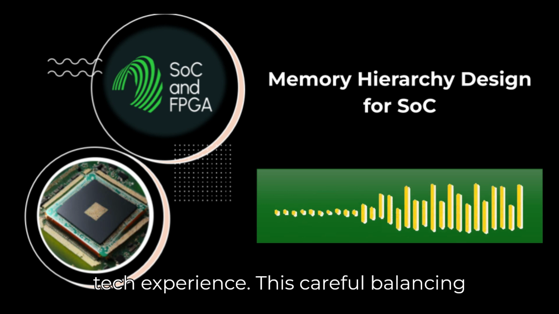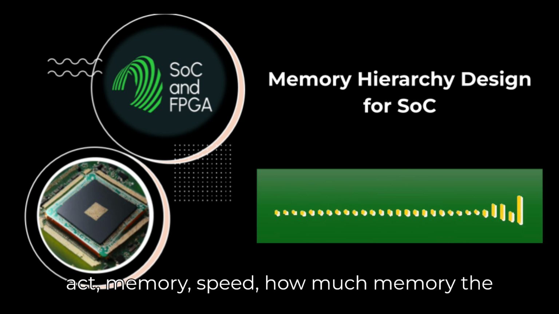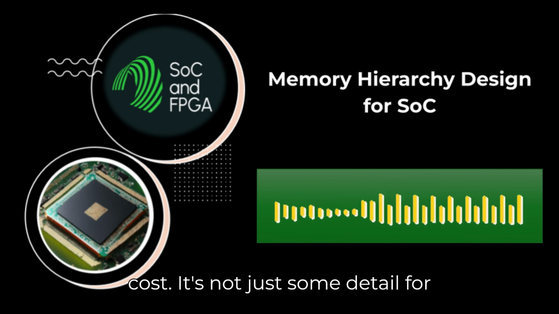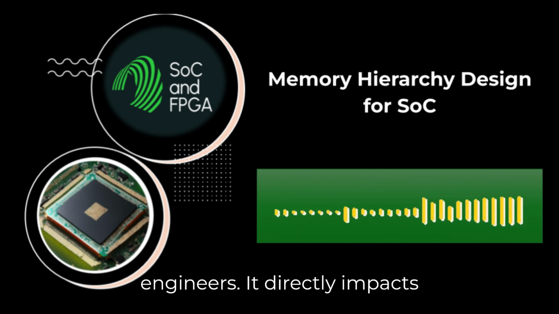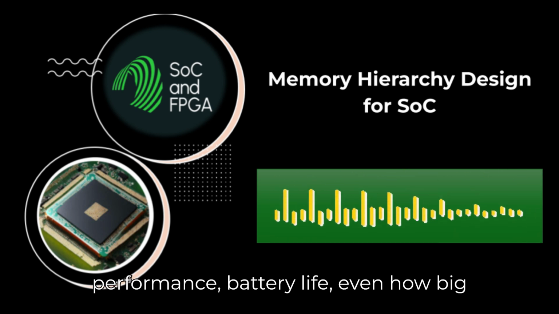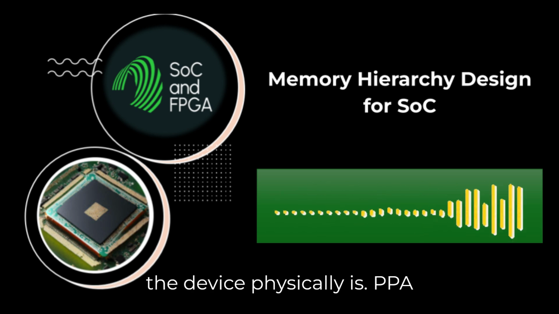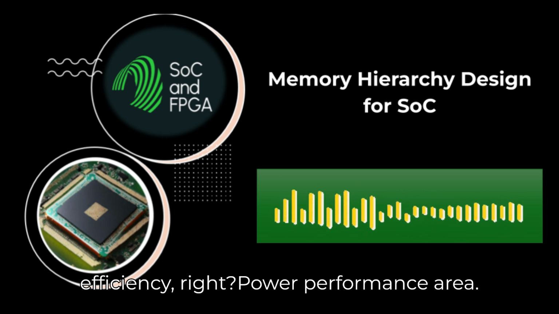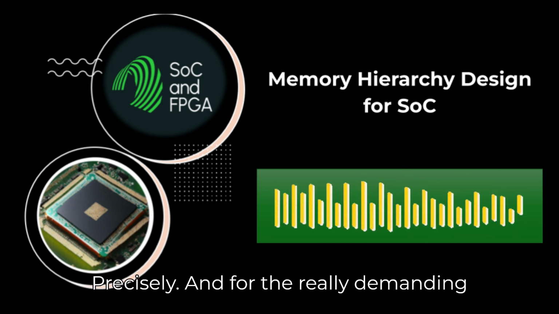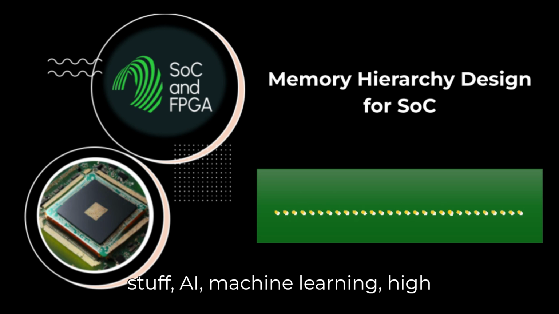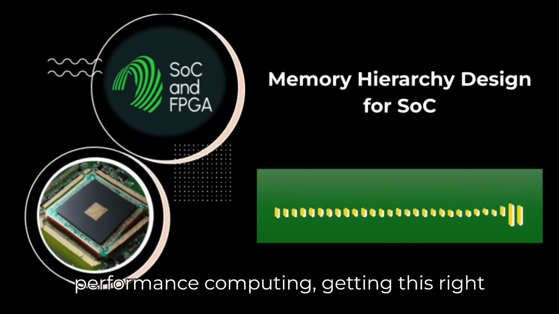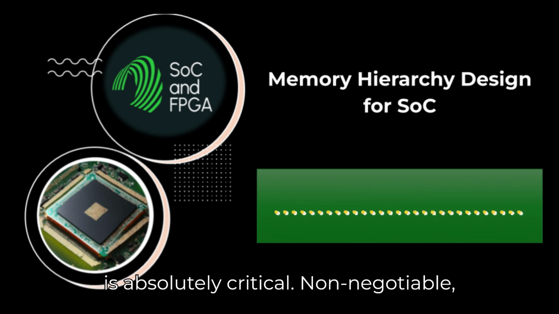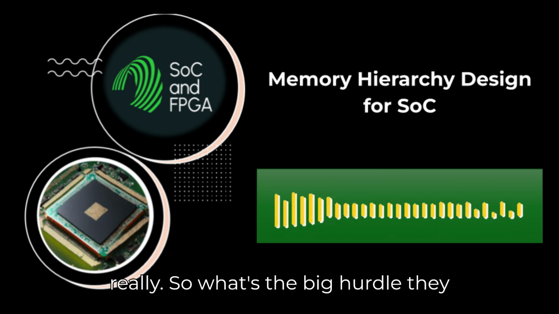This careful balancing act, memory speed, how much memory, the cost. It's not just some detail for engineers. It directly impacts performance, battery life, even how big the device physically is. PPA efficiency, right? Power, performance, area. Precisely. And for the really demanding stuff, AI, machine learning, high-performance computing, getting this right is absolutely critical, non-negotiable, really. So what's the big hurdle they face?